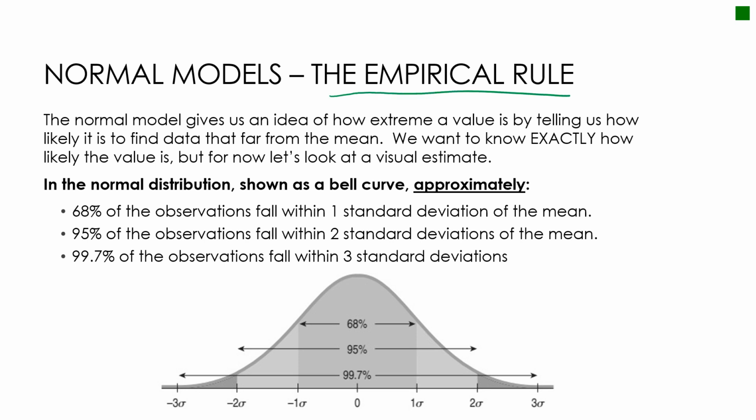And remember, the empirical rule is something when we have the normal model, and the normal model means it's fairly unimodal and symmetric. Then we can say that approximately, and remember the empirical rule was just an approximation, so approximately 68% of values fall within one standard deviation to the left and to the right of the mean. 95% fall within 2 standard deviations, and 99.7% fall within 3 standard deviations.